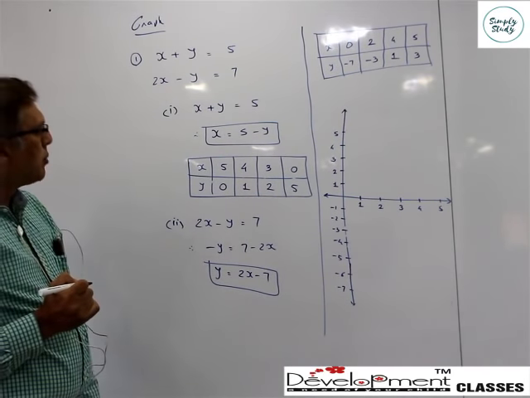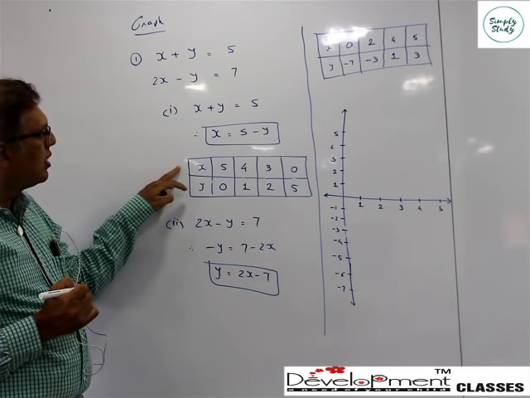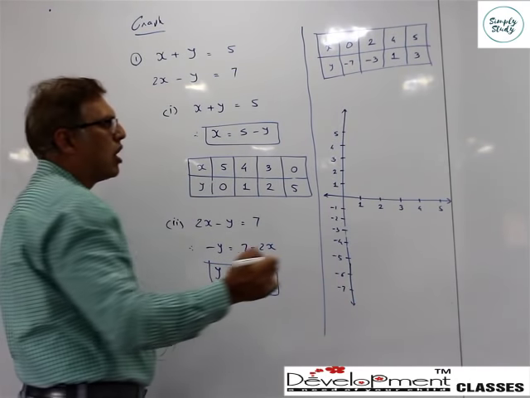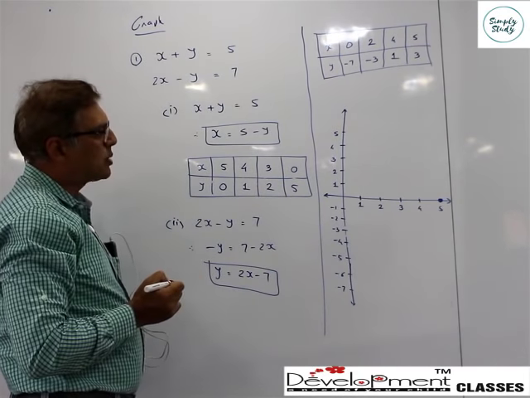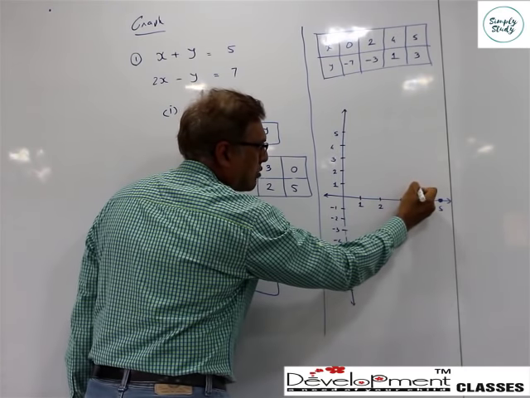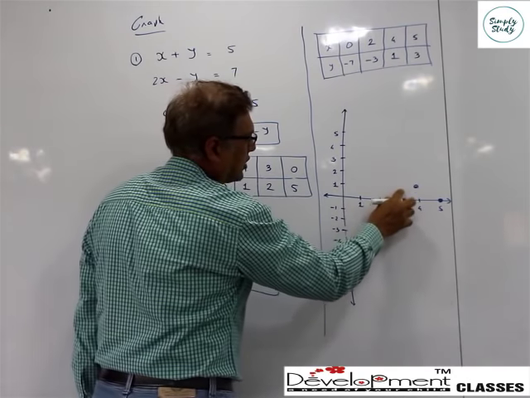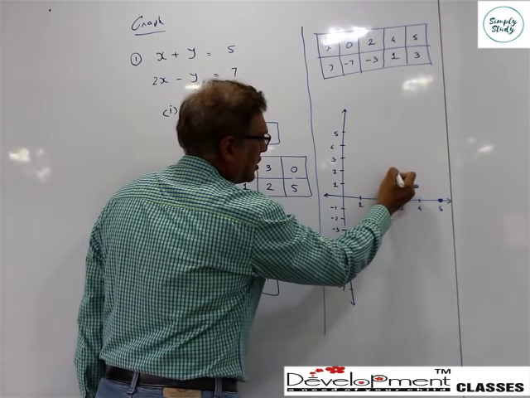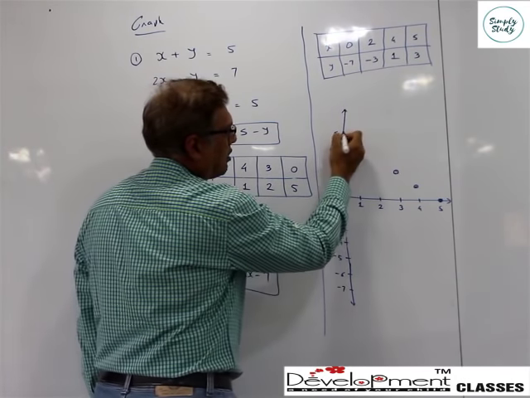Now let us plot the points. First we will plot the points for the equation x plus y equal to 5. First is (5, 0). You know how to plot the points. Let us say this is (5, 0). Second is (4, 1). So 4 is on the x-axis and 1 is on the y-axis. So this will be (4, 1). Third is (3, 2). So this is 3, this is 2. And next is (0, 5). So this will be 0 and this will be 5.